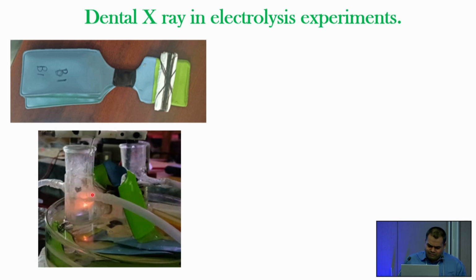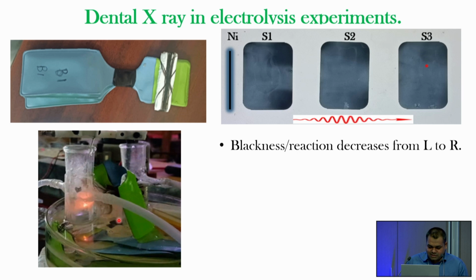So this is our cell. We're using an H cell, just trying to separate the catholyte and anolyte part here. So we put these detectors near to this cell, and what we found was this. So assume this is our cathode. S1 dental X-ray is closest to nickel, S2 is farther, and S3 is farthest. So you can see the effect of this lead block.